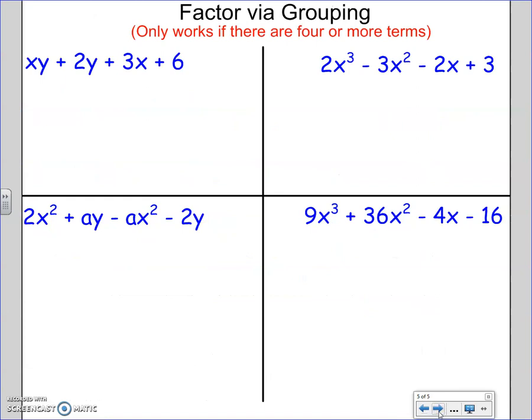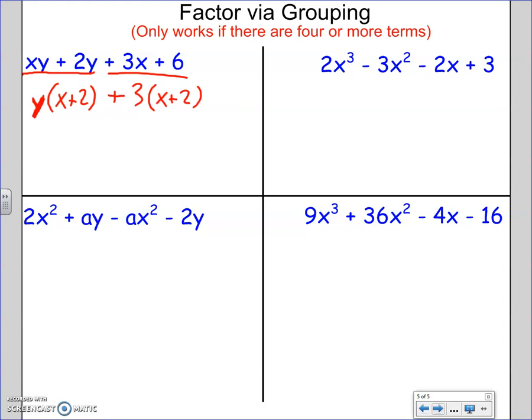So here's the problem. With 4 terms, I'm going to make 2 groups. This will be one group right here, and this will be one group right here. For the first group, there's a GCF. They both have y in common. If I take out y, what's left would be x plus 2. And then for the second group, they both have a 3 in common. If I take it out, that would be x plus 2. Now notice, this is a positive 3. Now notice that they both have x plus 2 in common.